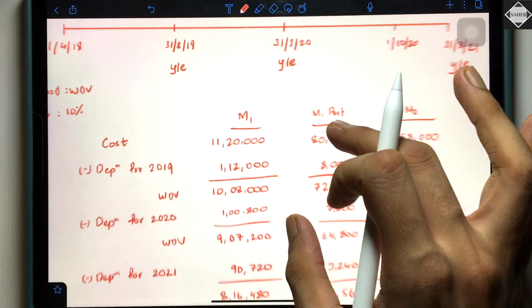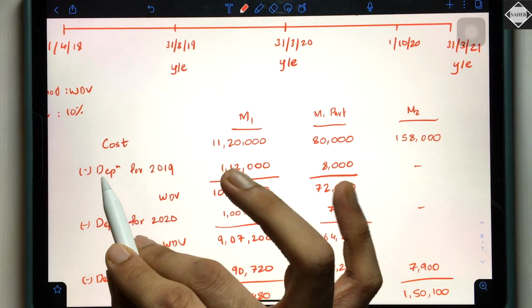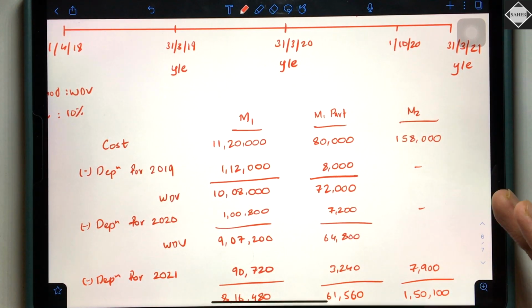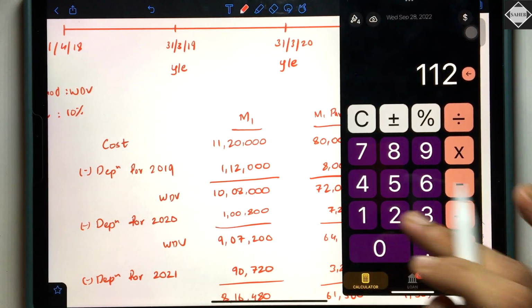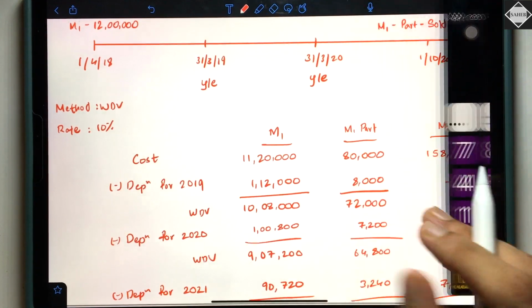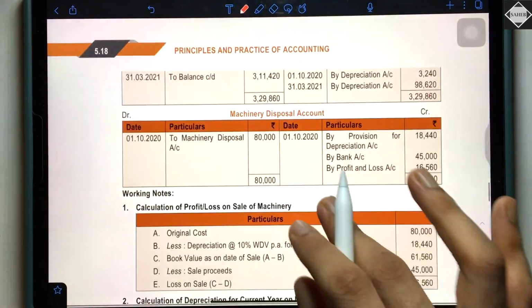In the first year, what happened? How much depreciation did you charge? Depreciation for 2019 was 1,12,000 plus 8,000. So that's equal to how much? 1,20,000. Yes, 112 plus 8 equals 1,20,000. So 1,20,000 depreciation you have charged in the first year.